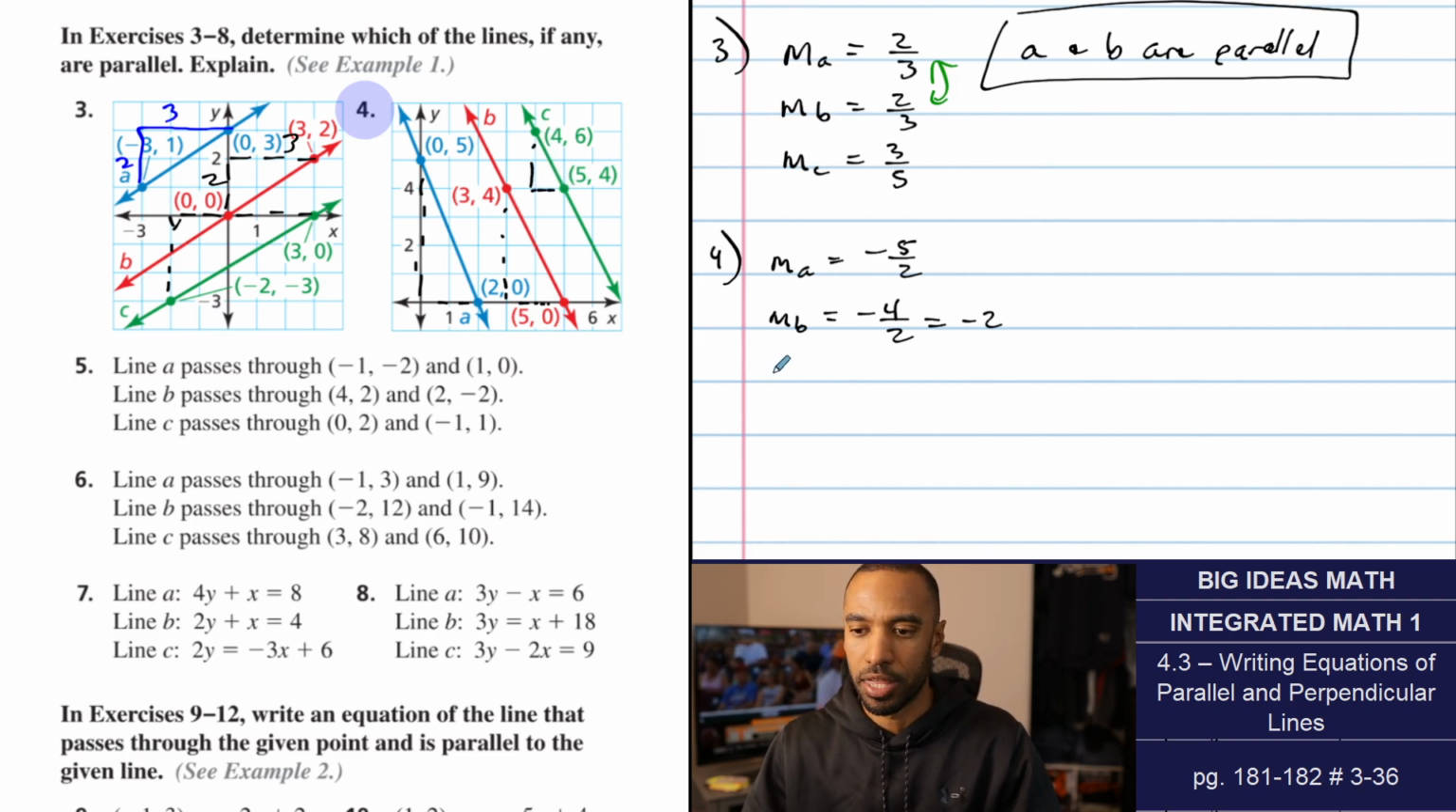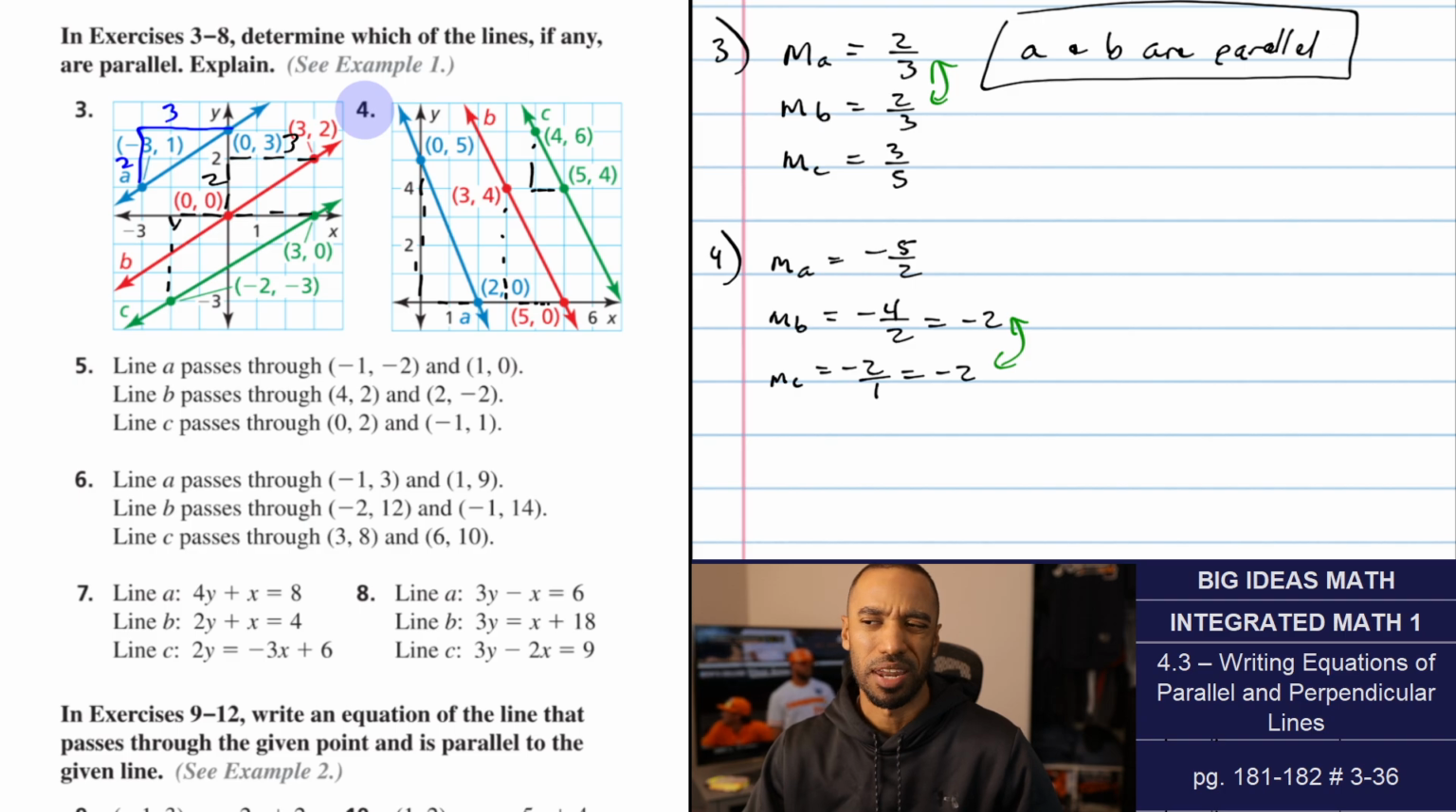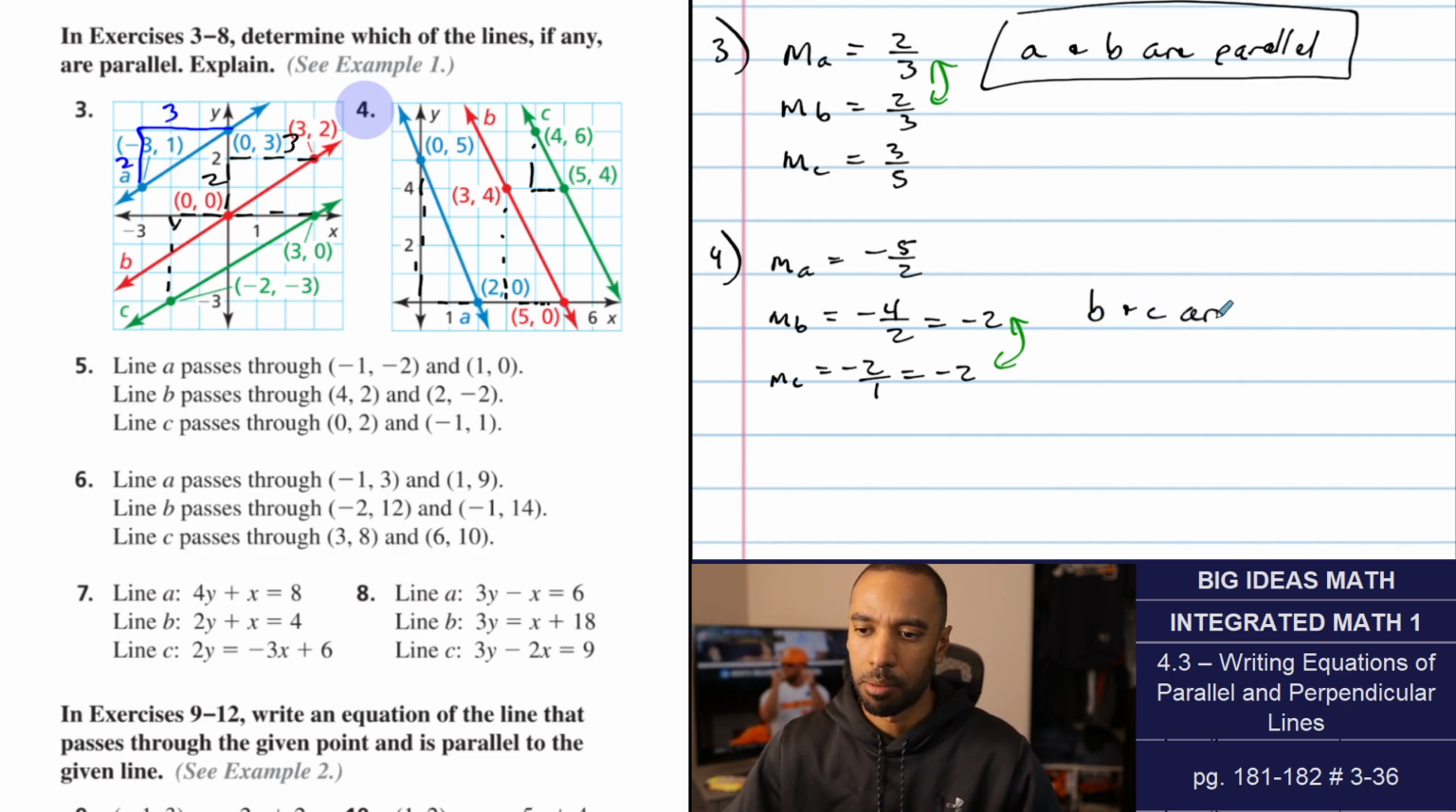And I think this is one of the things that we want to look for, right? It's down 2 over 1, which is also negative 2. That means B and C actually share the same slope. Reducing the fraction actually got us there. A has negative 5/2, around negative 2.5, not the same. So B and C are parallel for number 4.